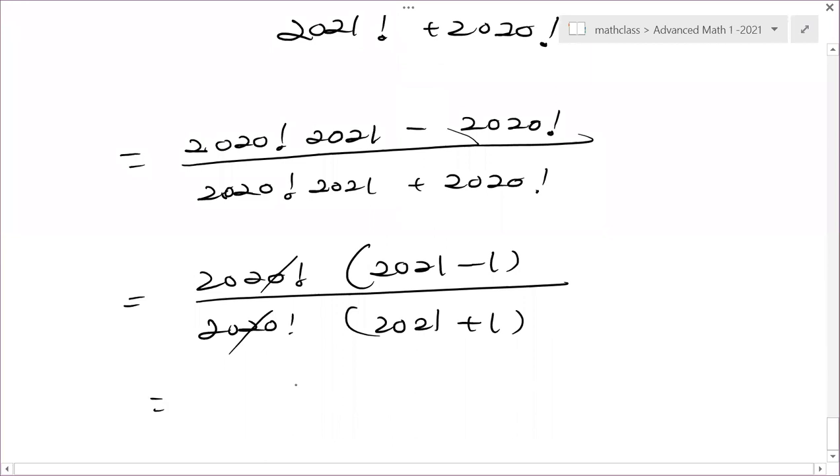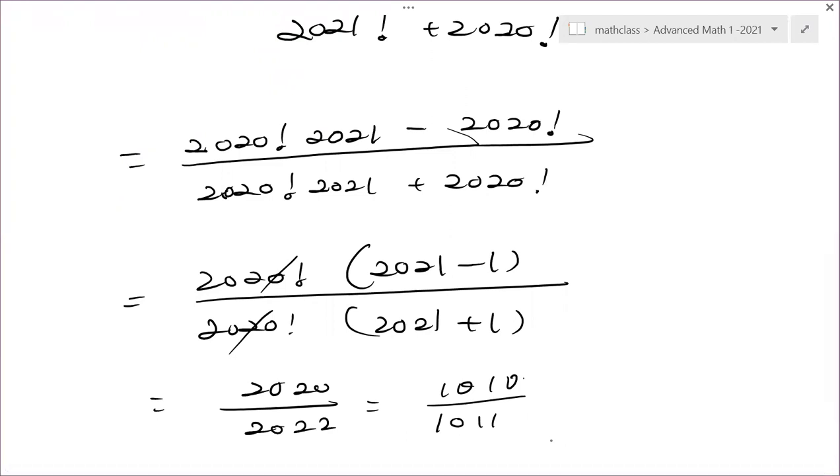Then you get 2020 over 2022. Then you can simplify a little bit. Each of them is divisible by 2. 2022 divided by 2 is going to be 1011, and 2020 divided by 2 is 1010. Maybe you can go further, but let's stop here. This is the simplified number. All right.